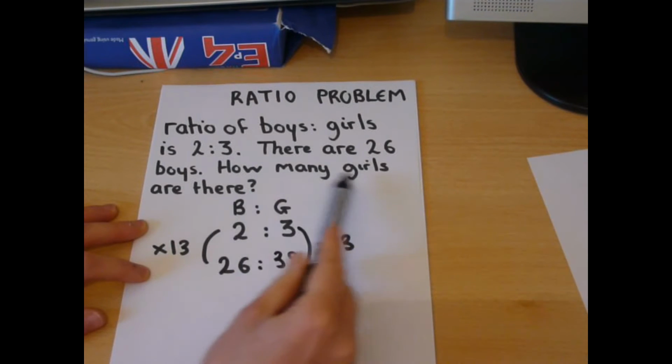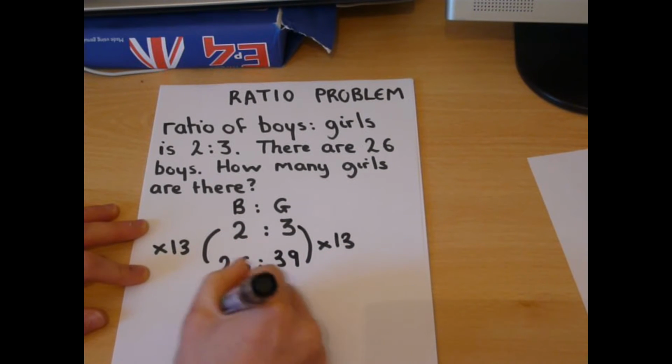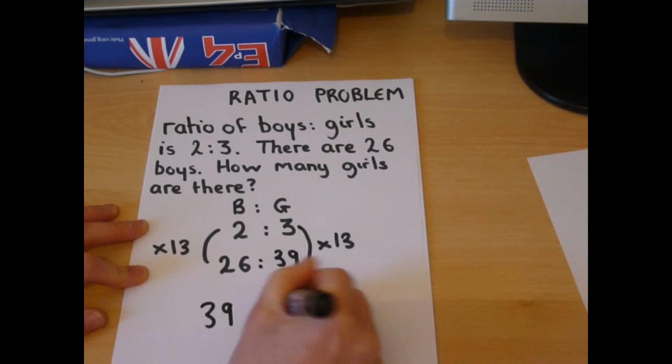So how many girls are there? There are 39 girls.